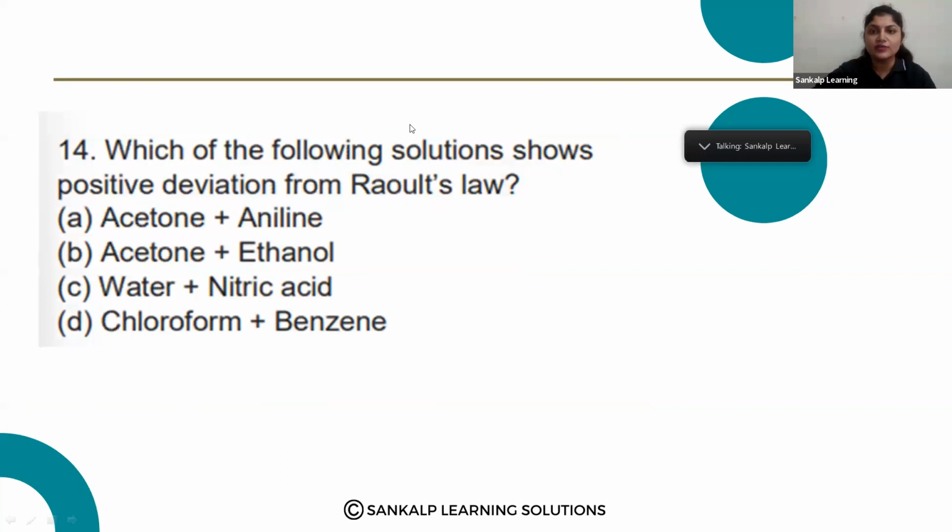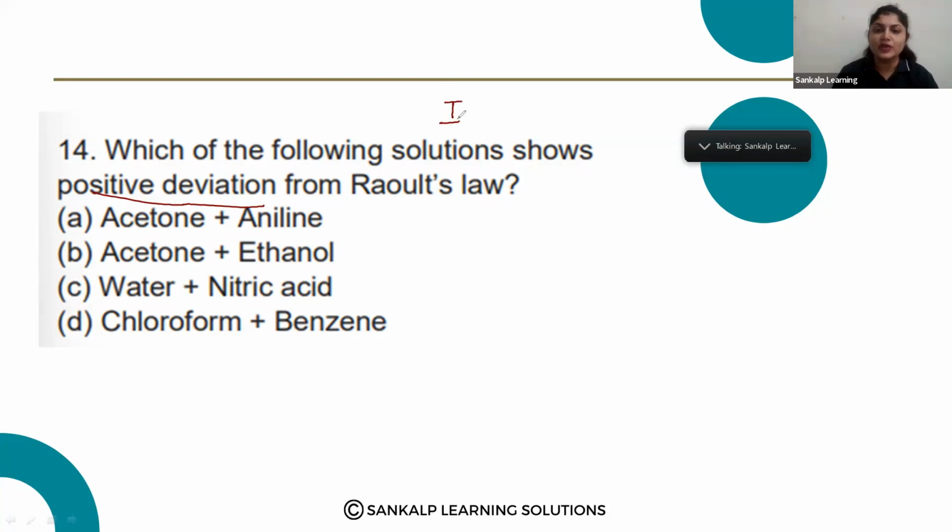Next, which of the following solutions show positive deviation from Raoult's law? A, acetone plus aniline. B, acetone plus ethanol. C, water plus nitric acid. D, chloroform plus benzene. Before going for positive deviation, you need to know where it comes from. It comes from Raoult's law.